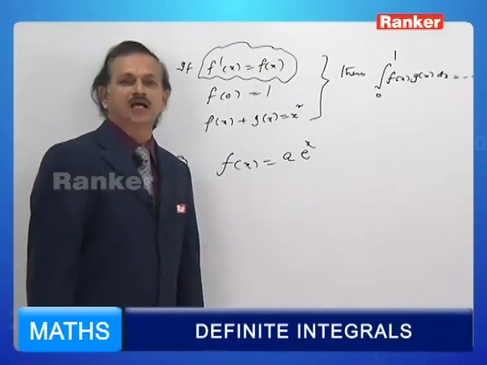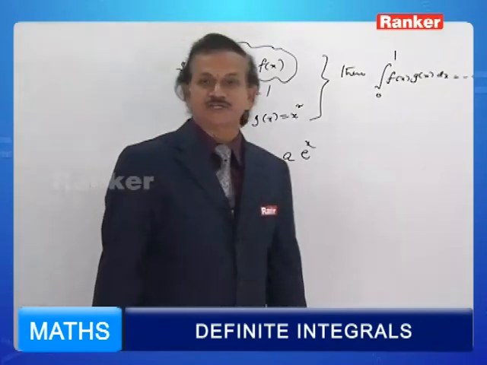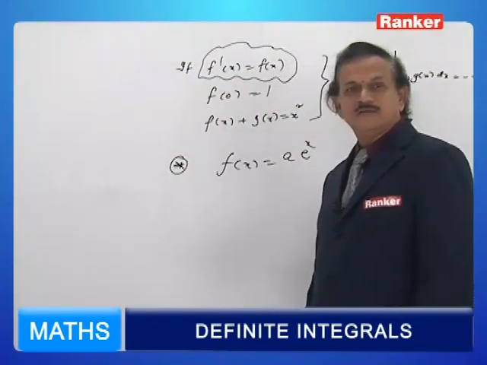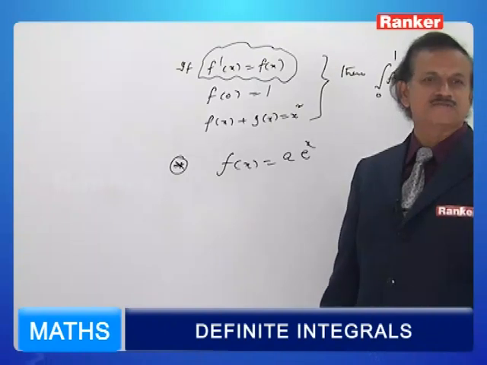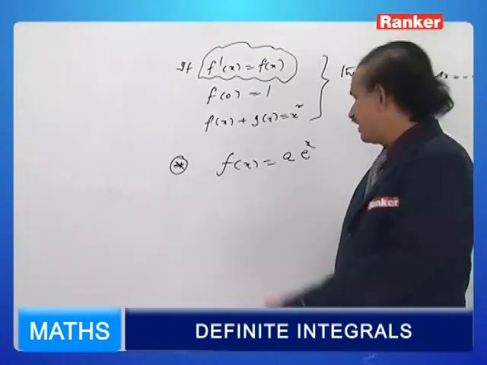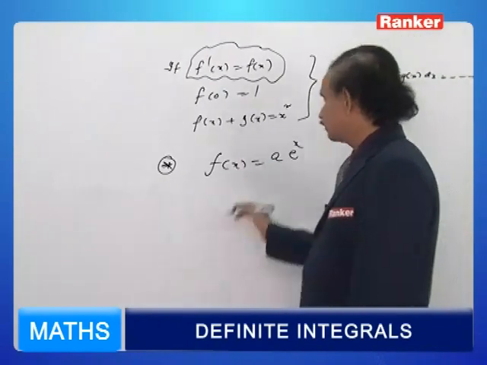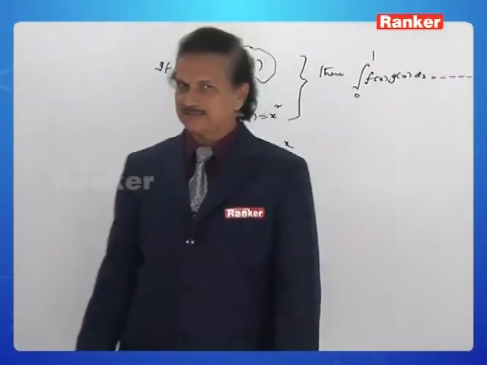That can be used as and when we look at the condition f dash x is equal to f of x. Wherever you look at that condition f dash x is equal to f of x, you can be in a position to make use of the fact that f of x is equal to some constant into e power x.